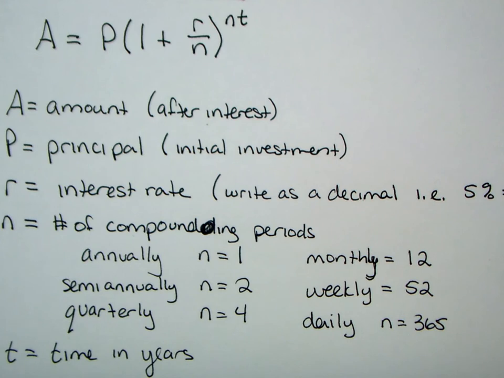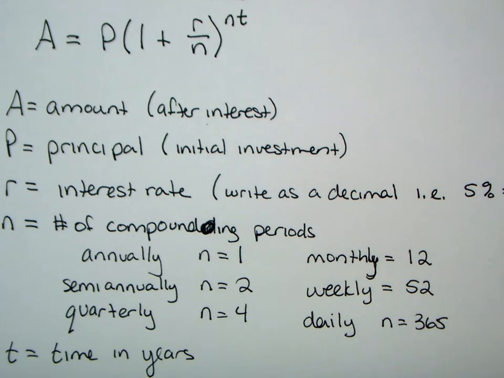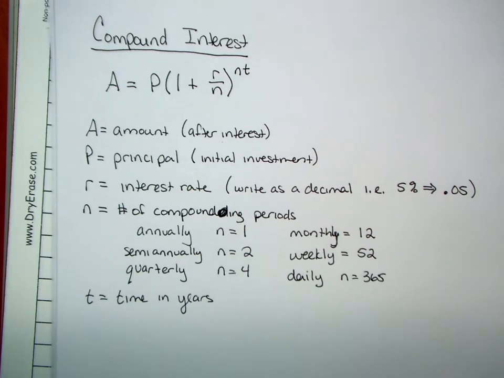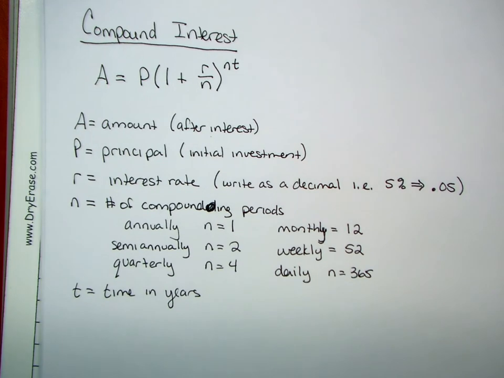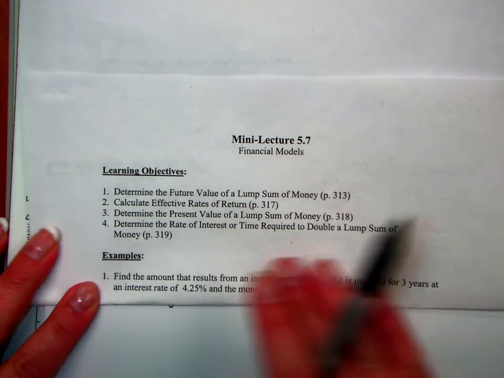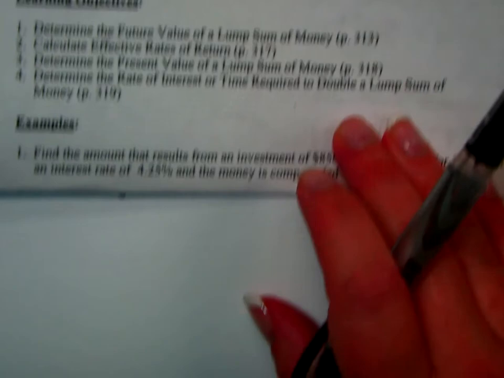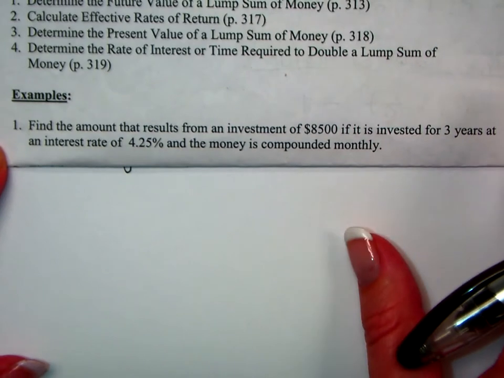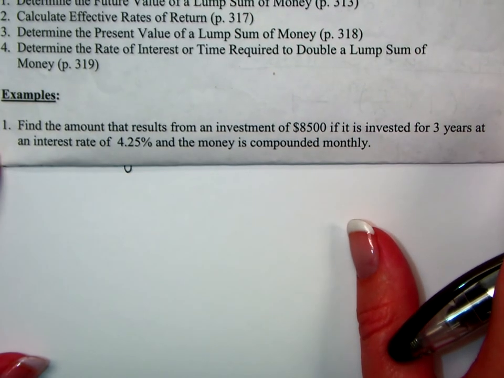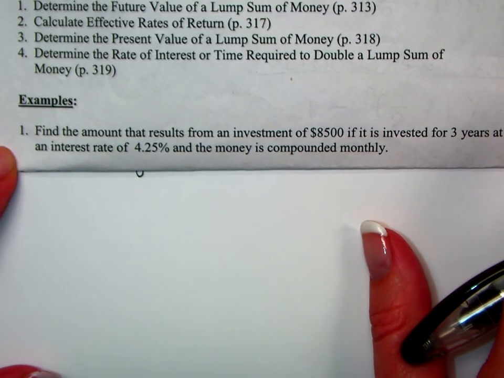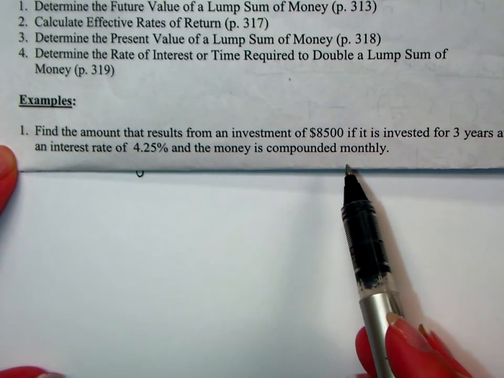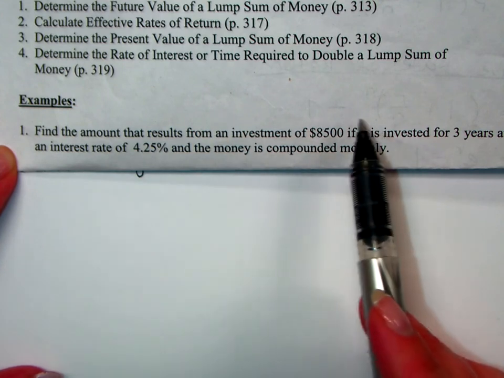So I have a few examples of using this compound interest equation. I'm just going to flash them up here, because I really don't want to write them down. Say here, number 1, let me zoom in. Find the amount that results from an investment of $8,500 if it's invested for 3 years at an interest rate of 4.25%, and the money is compounded monthly. All your important information is here.